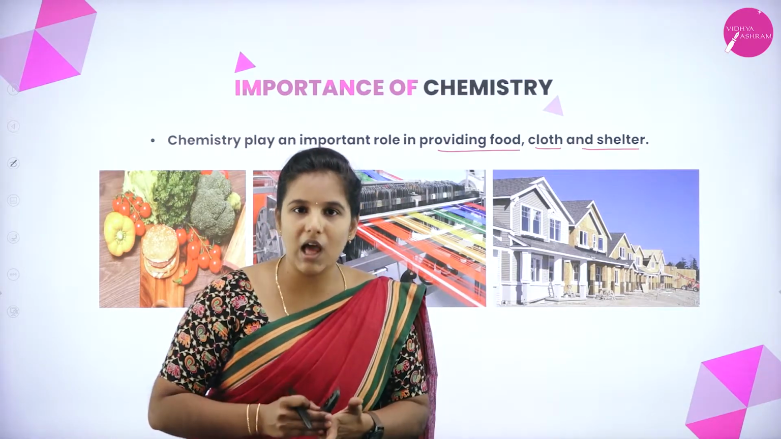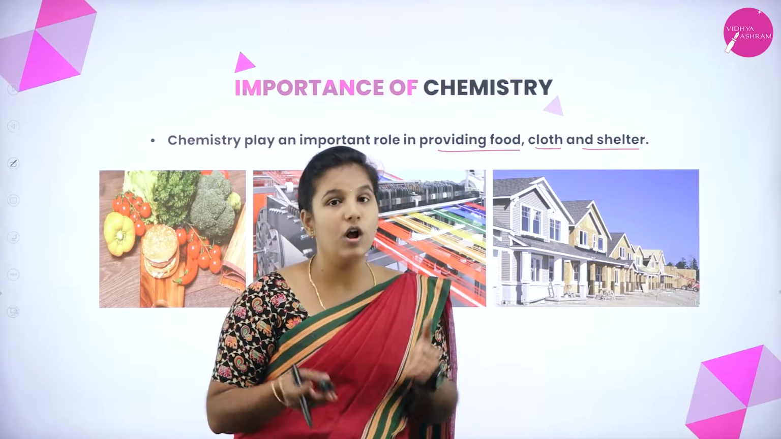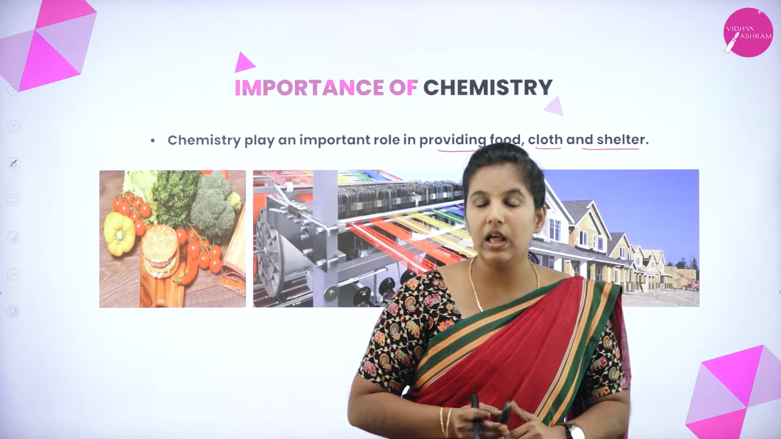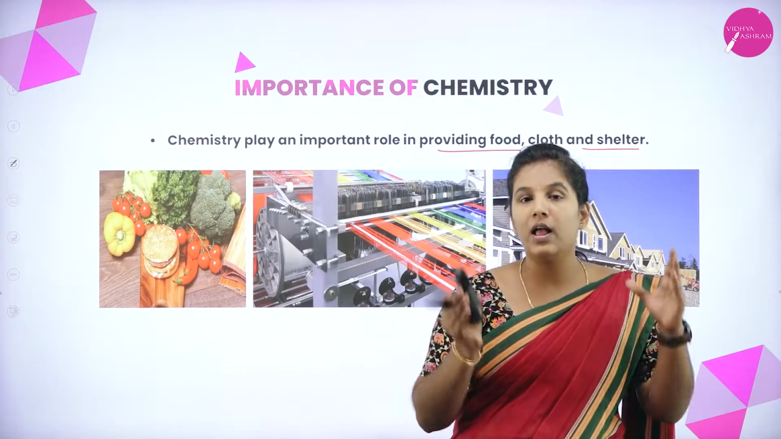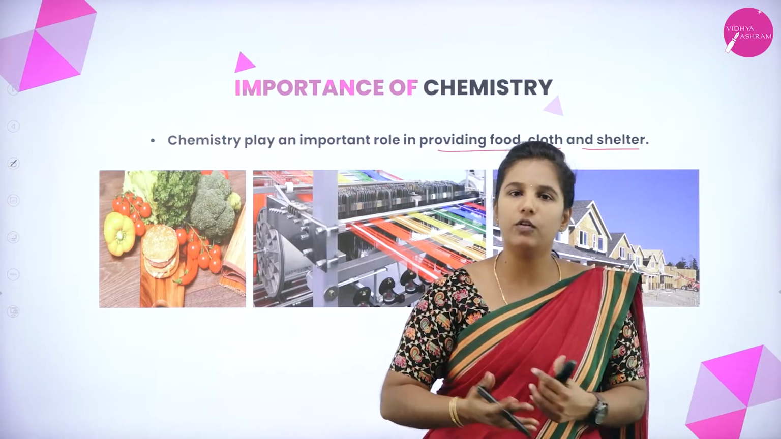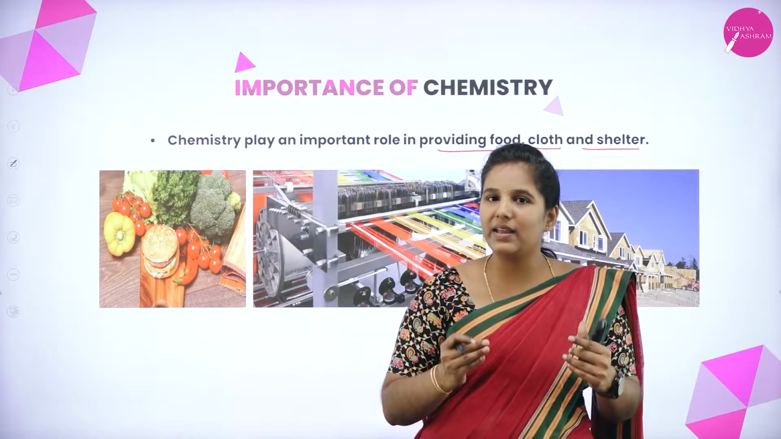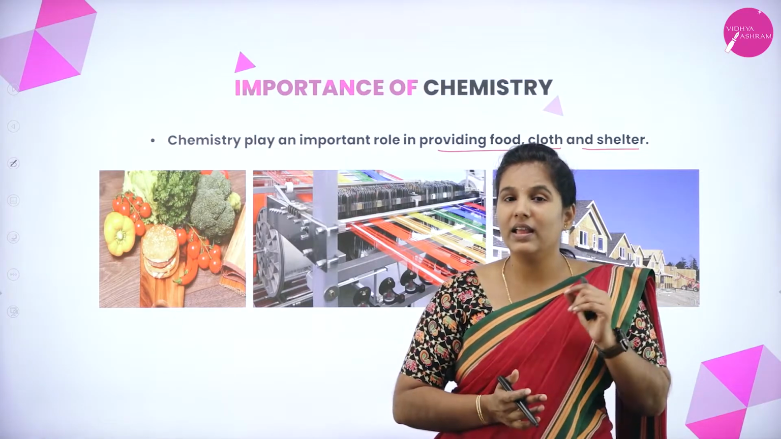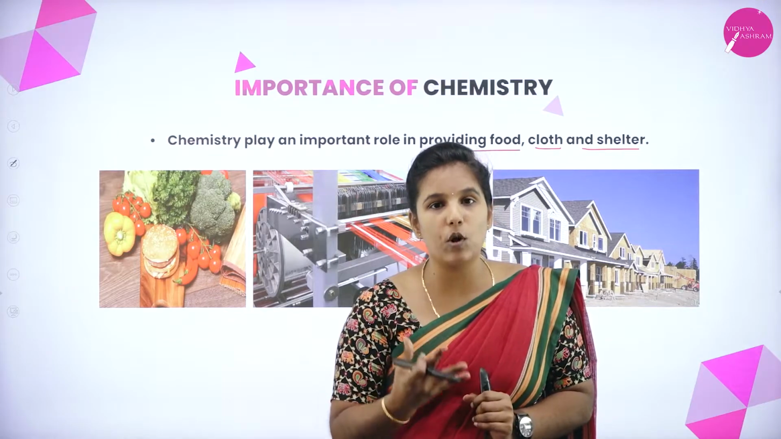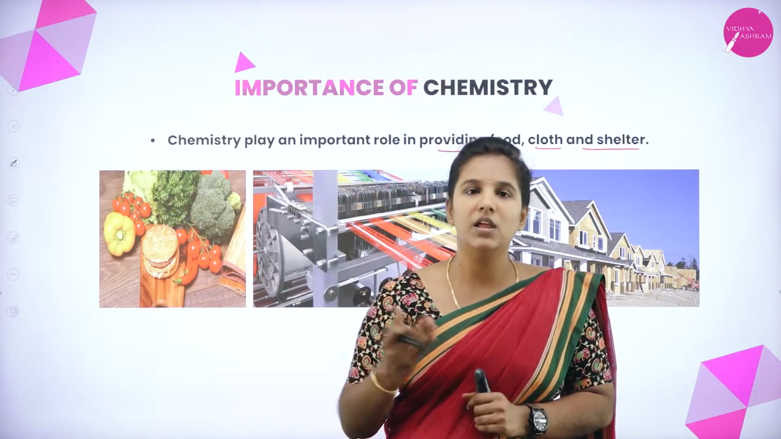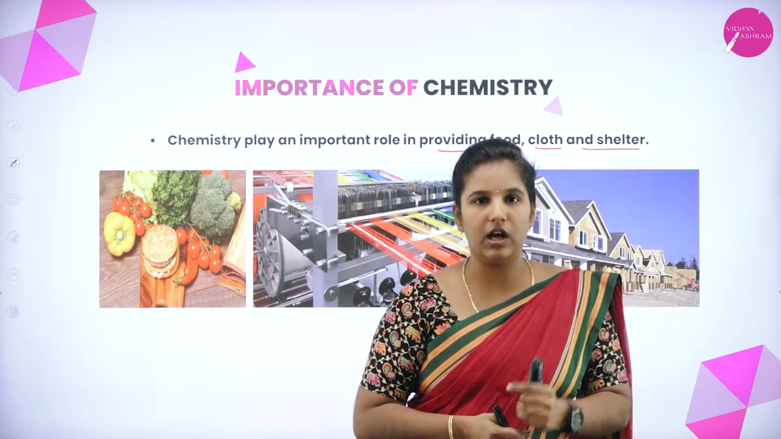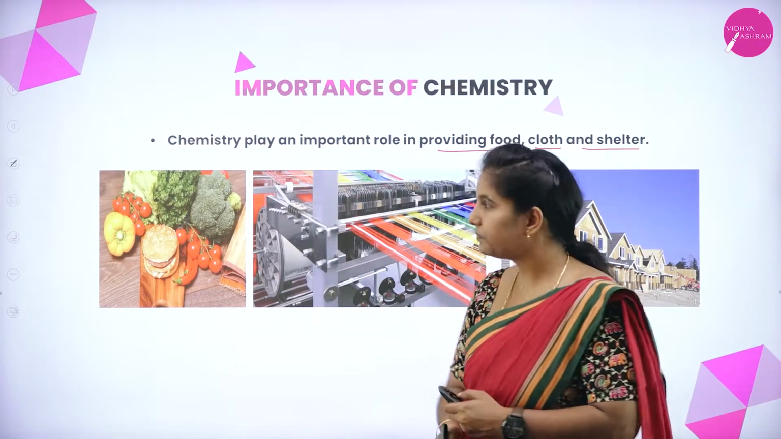To build any houses or buildings, we need cement, bricks as well as steel. For all these raw materials, chemistry plays an important role in their manufacturing. By this, we can clearly say that chemistry plays a very important role in human life because it provides the basic necessities to human beings. It may be food, it may be shelter, or it may be clothes.